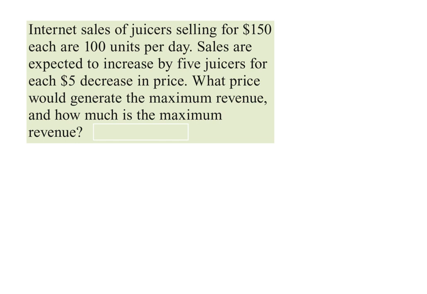So again, we have a selling price currently at 150. And we are selling, so this is my price, and these are my customers or my units. So if I have a certain number of units, I sell 100 currently. The sales are expected to increase by 5 juicers for each $5. So if X equals my number of $5 increases, then I would say units are going to go up. I'm going to sell 5 more for every $5. But my price is going to go down $5 for every $5.